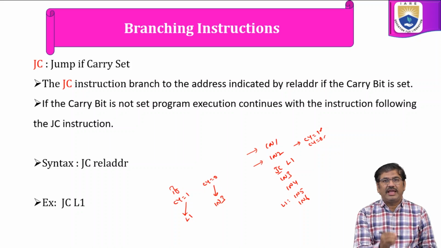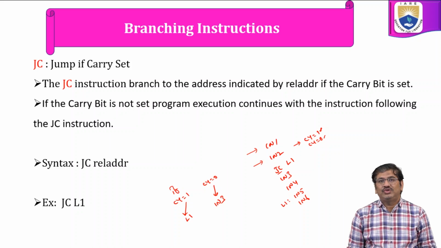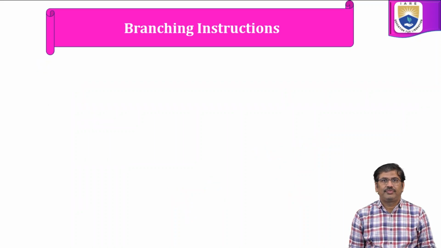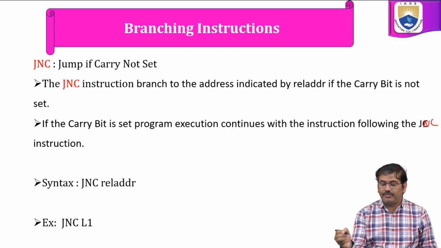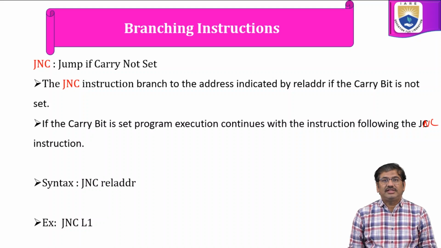Example, JC L1. So L1 is a label which you are specifying for some memory location. The next instruction is JNC, which is jump if carry not set. The JNC instruction branches to the address indicated by the relative address if the carry bit is not set. If the carry bit is set, program execution continues with the instruction following the JNC instruction. The syntax of the instruction is JNC relative address.